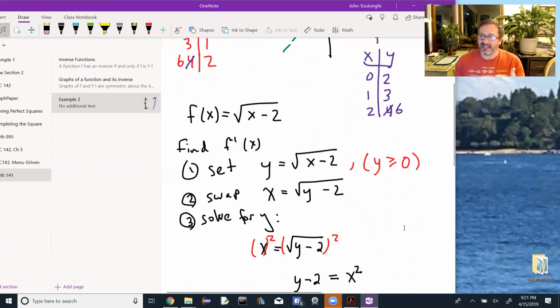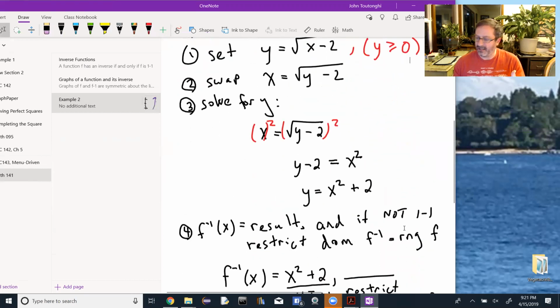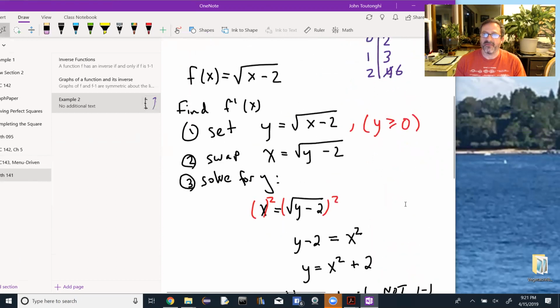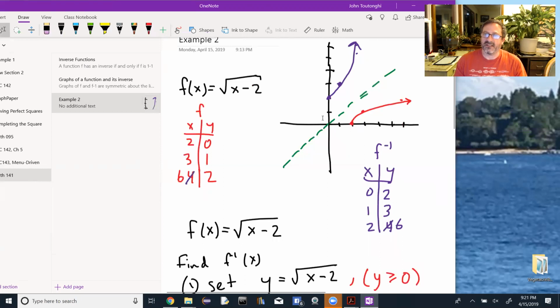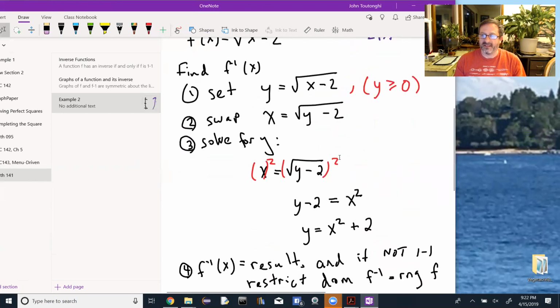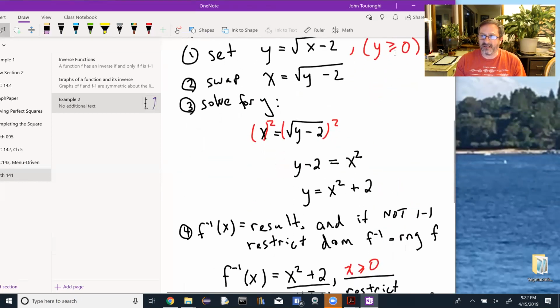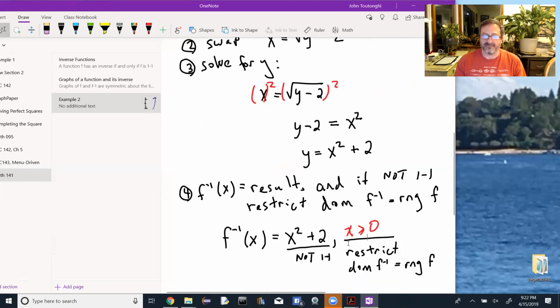When you swap x and y, you get the domain of f inverse, which is that x needs to be greater than or equal to 0. And you can see that in the picture as well. The purple graph is x squared plus 2, the whole parabola. We only want half of it, the half to the right of 0, or when x is greater than or equal to 0. So this restriction, or this range of f, becomes the domain of f inverse.